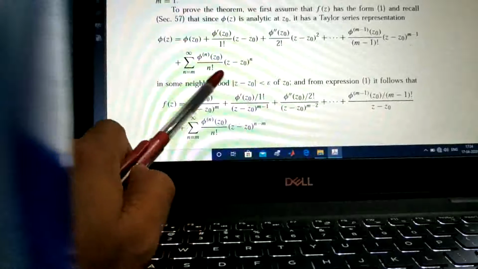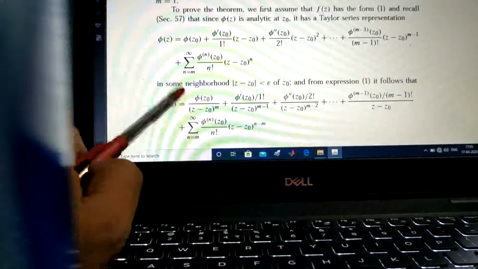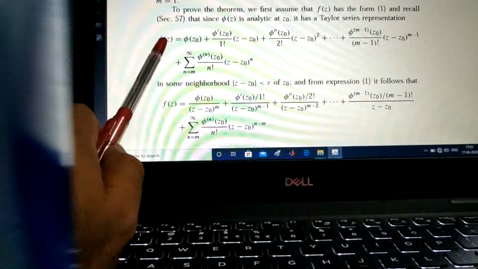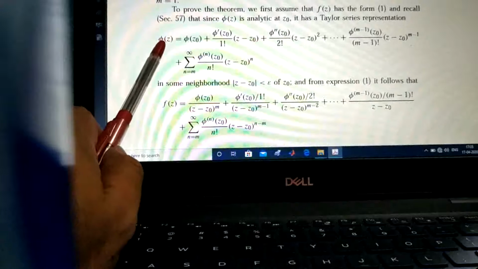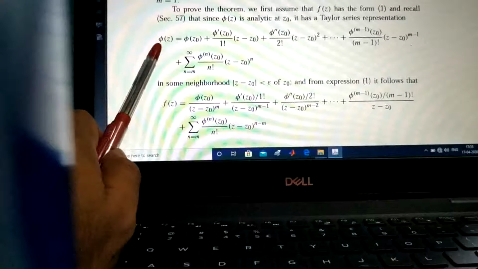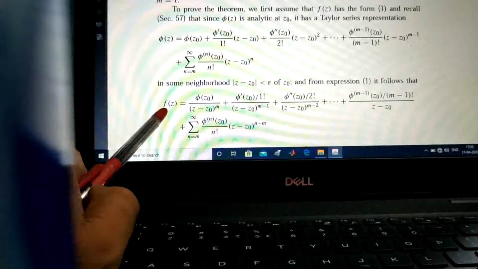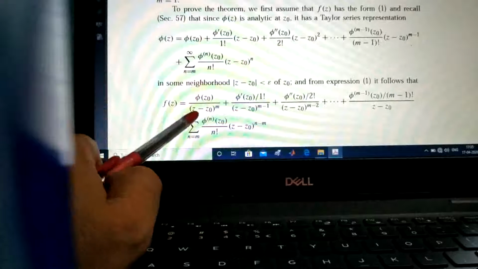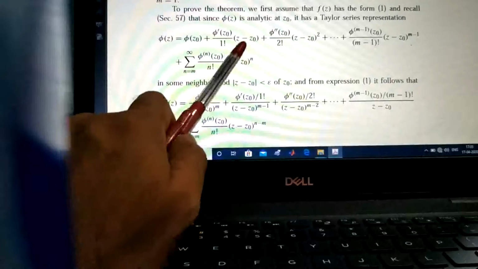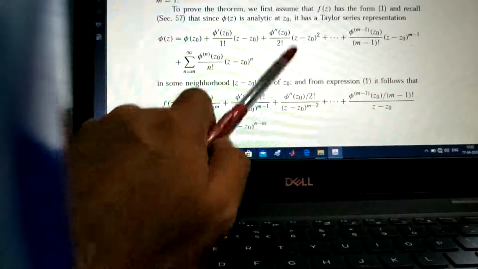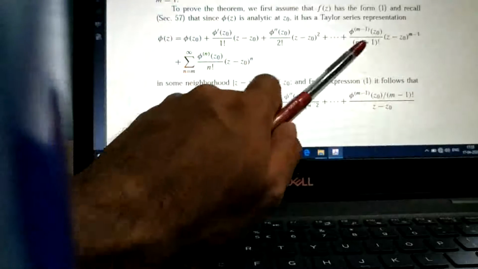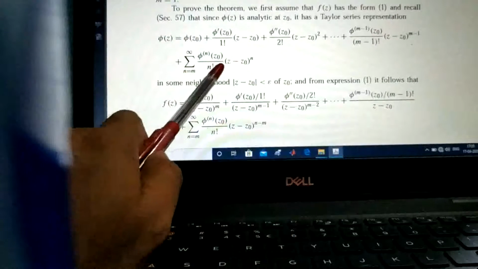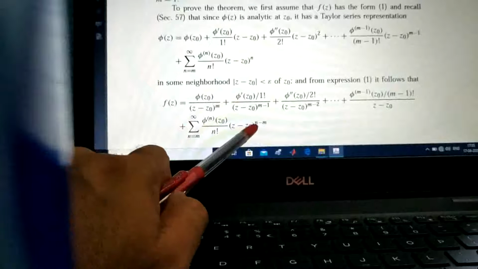So from here, if we divide both sides by (z minus z naught) to the power m, we will get f of z, and correspondingly on the right hand side it will be divided by (z minus z naught) to the power m. Here it will be (z minus z naught) to the power m minus 1, then m minus 2, and here it will be to the power 1, and here it will be (z minus z naught) to the power n minus m.